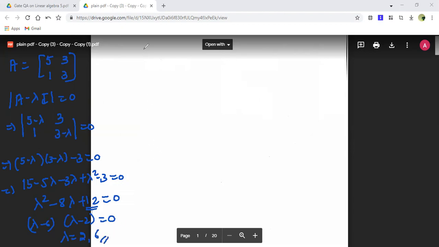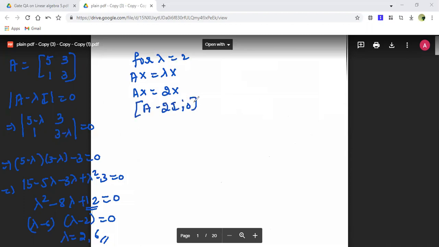So now we will find the eigenvector for lambda is equal to 2. We know that Ax is equal to lambda x, but since lambda is equal to 2 here, Ax is equal to 2x. The augmented matrix will be A minus 2I, comma 0. Let's see what will happen. It is [5 minus 2, 3, 0; 1, 3 minus 2, 0]. So this is the augmented matrix which we are taking.